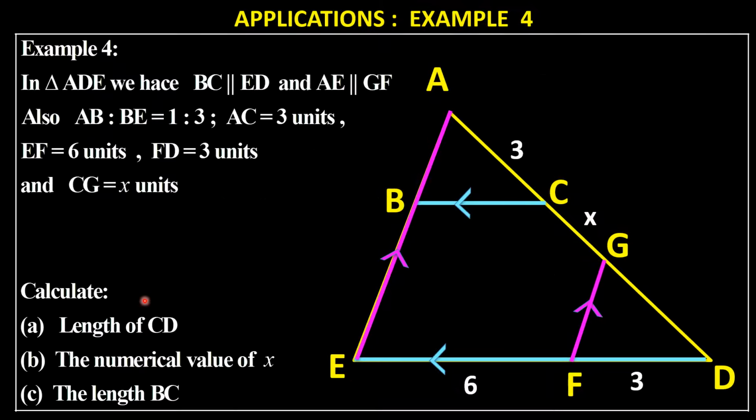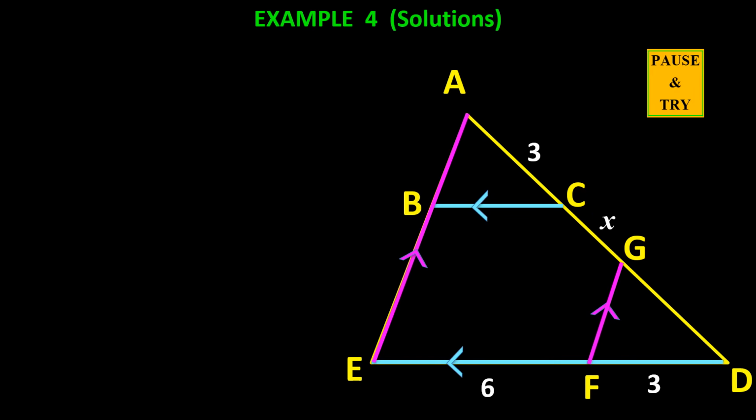Let's look at this problem here. We have triangle ADE with BC parallel to ED and AE parallel to GF. AB is to BE. This is 1 part is to 3 parts. AC is 3 units, and EF is 6 units, and FD is 3 units, and CG is X units. And there we have some questions there, right? I've color coded the parallel lines, so that's BC parallel to ED and GF parallel to AE, so it'll be much easier to follow. Now let's look at the first 2 questions.